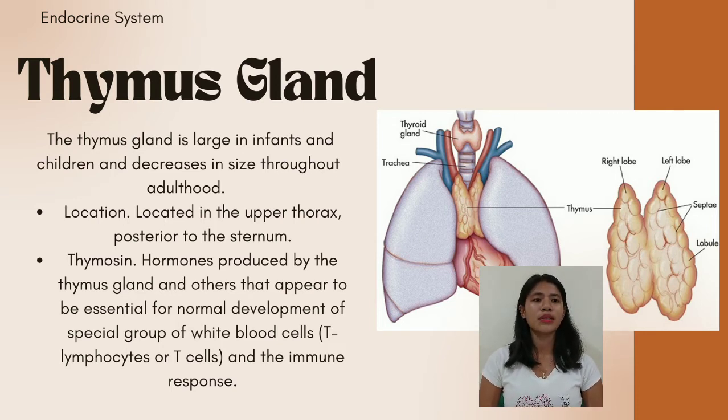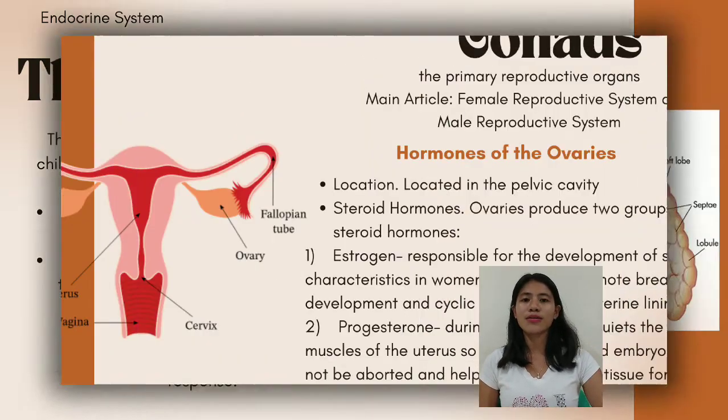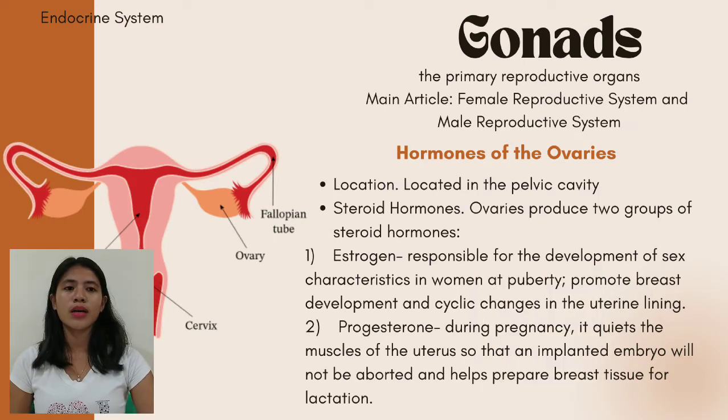Throughout childhood years, white blood cells called lymphocytes pass through the thymus, where they are transformed into T cells. So that's all for the thymus gland. Let's move on to the gonads.